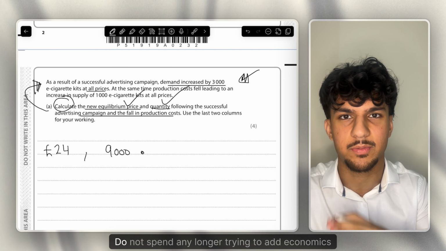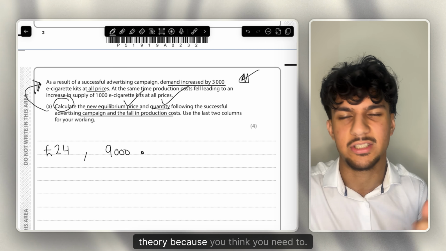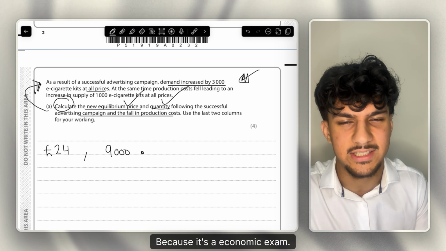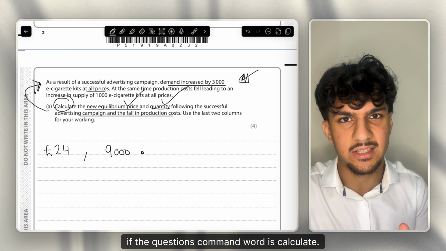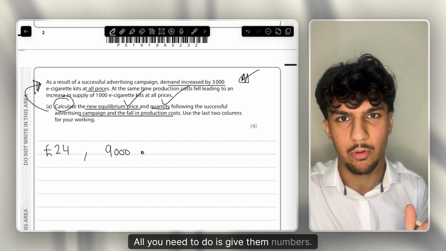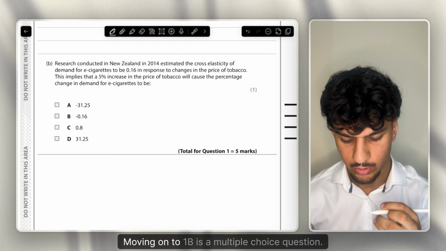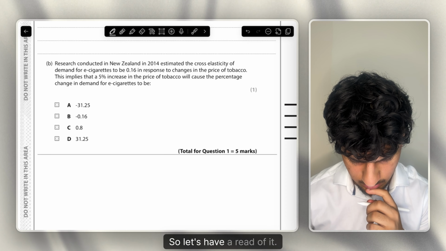Do not dwell on this. Do not spend any longer trying to add economics theory because you think you need to, because it's an economics exam. No, if the question's command word is calculate, all you need to do is give them the numbers they're asking you for and move on. Moving on to 1B, it is a multiple choice question, so let's have a read of it.